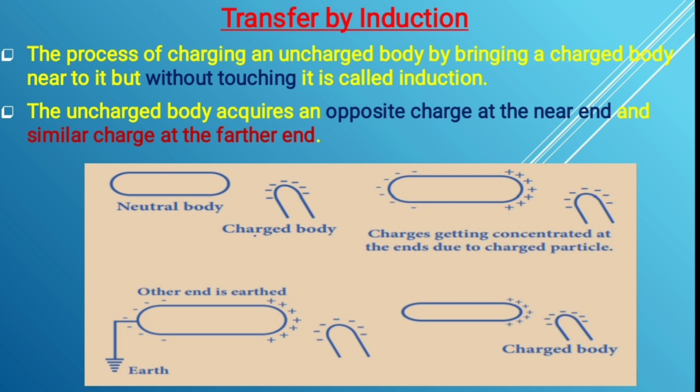Here the picture explains it clearly. The uncharged body will always acquire an opposite charge at the near end, whereas a similar charge appears at the farther end.